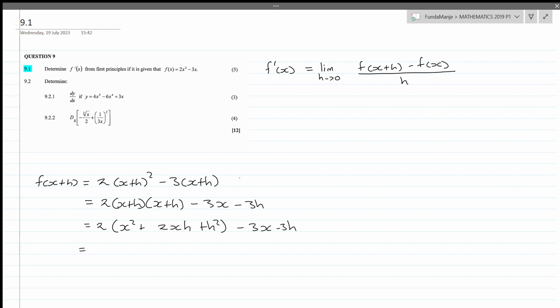Then we can multiply the 2 inside, which would give us 2x squared plus 4xh plus 2h squared minus 3x minus 3h, like that. And then you see if there are any like terms: x squared, xh, h squared, x and h, so no like terms. Then we come back to our original sum, calculating the limit of h tending to 0 of this fraction.